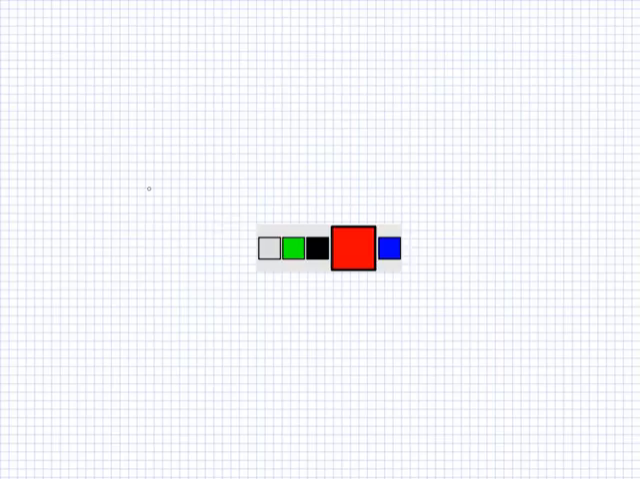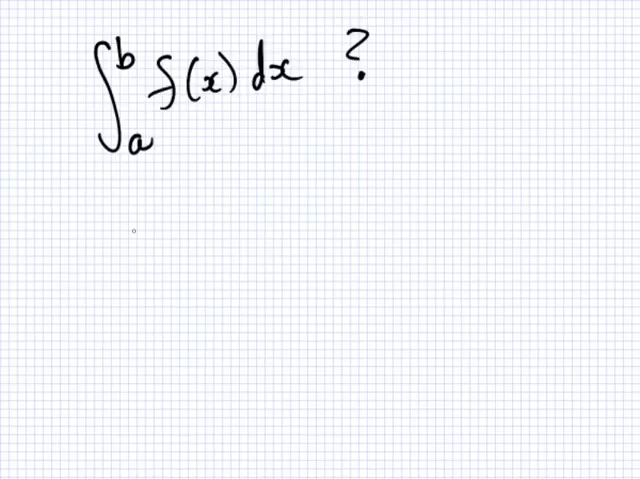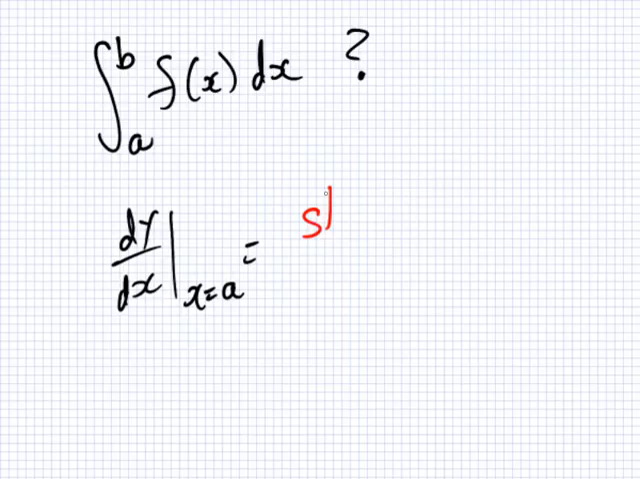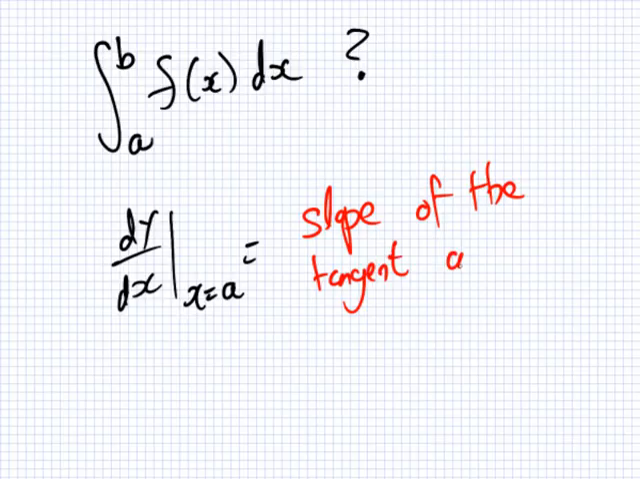So now what we'll have a look at is what exactly the definite integral, the antiderivative, represents. For example, if I said this, I would mean the slope of the tangent at x equal to a. What we did last week. So then the question is, what does this represent? Let's have a look.